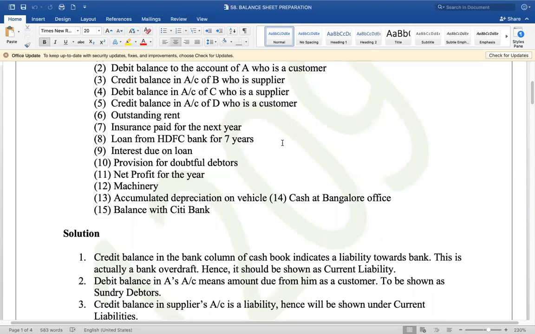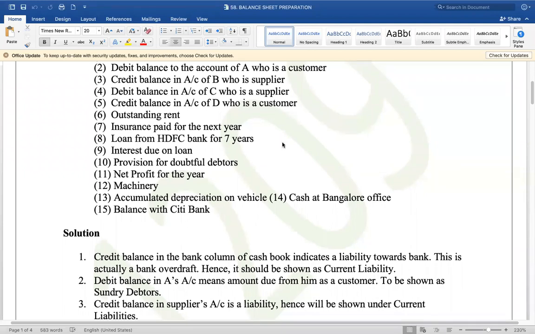Number 3, credit balance in account of B, who is a supplier. Credit balance of the supplier. Where do you take it? You will take it in the liability. Why? Liabilities accounts always show credit balance. So who is the supplier? He is the one who has supplied goods to you on credit. On credit means it's a liability, an obligation to pay, right? So therefore, you take it in the liabilities.